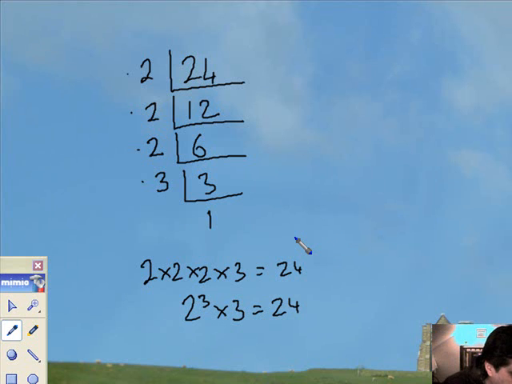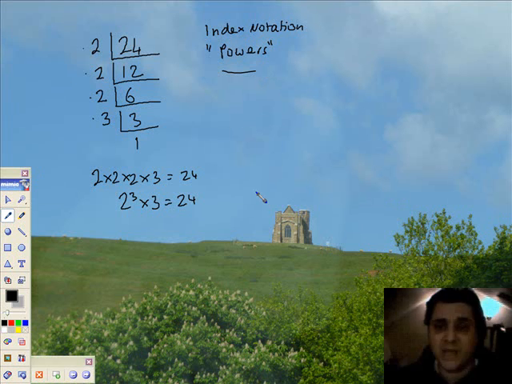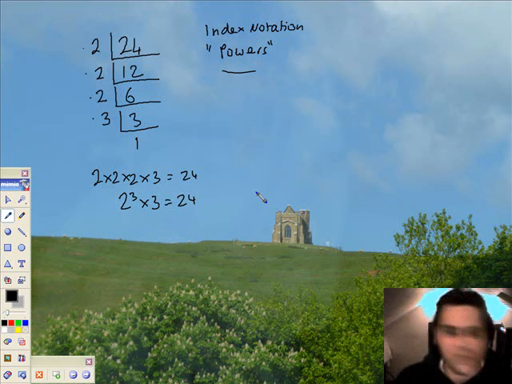Let's try a dodgy one. Write each number as a product of prime factors and use index notation. Better write that up here actually. Index notation. Let's just put that into normal English. In other words, powers. Put it into little powers, alright? So index notation, or write it as powers.